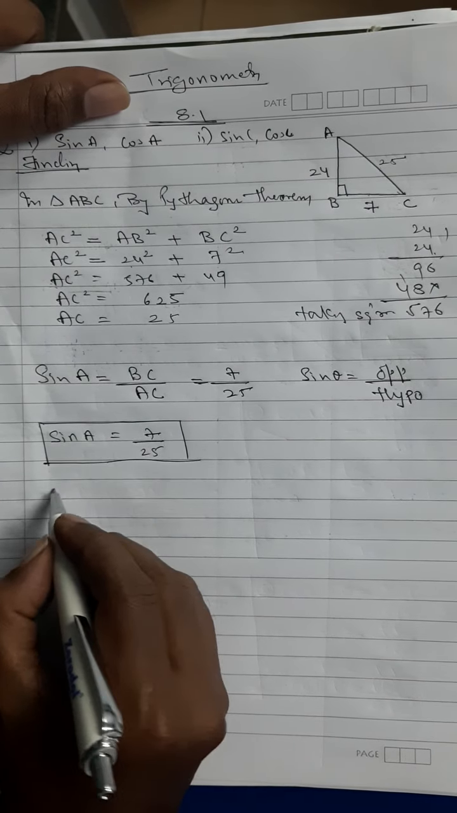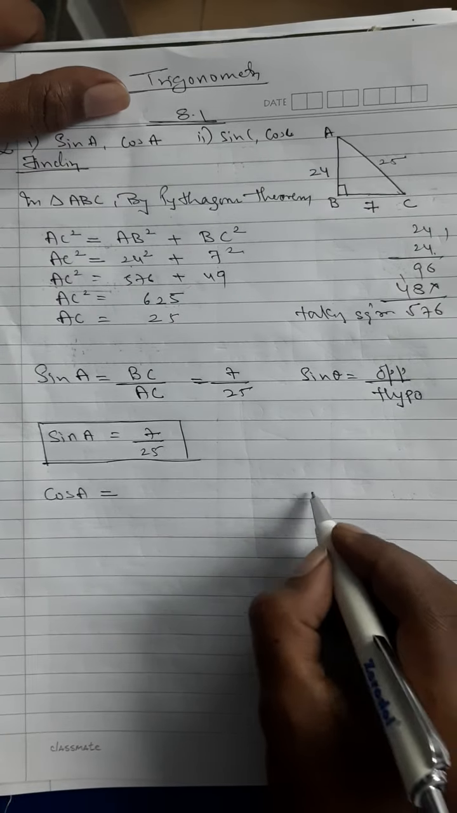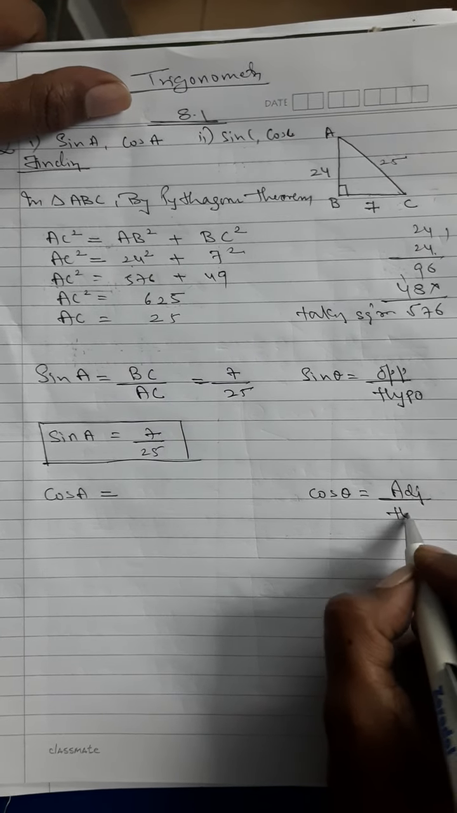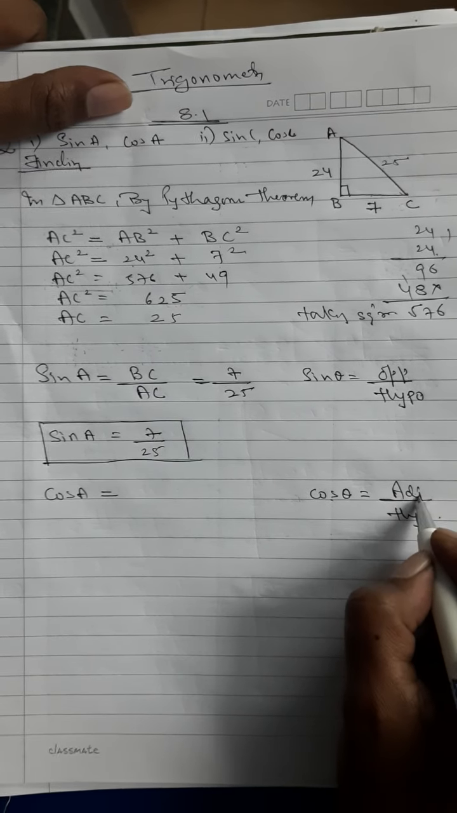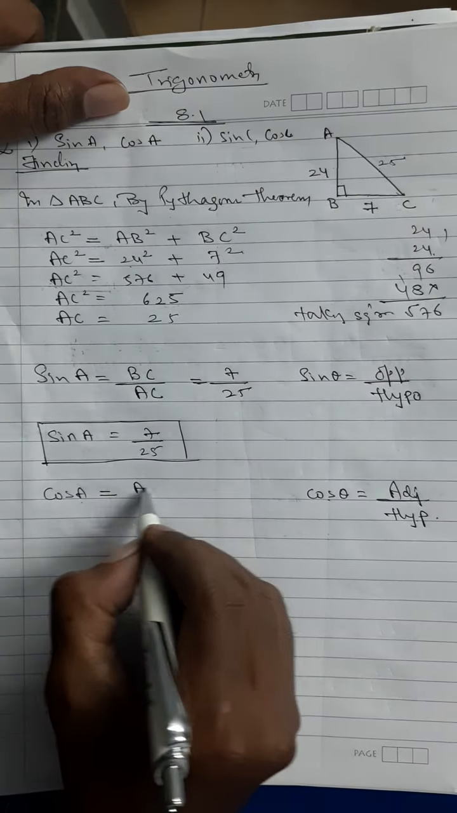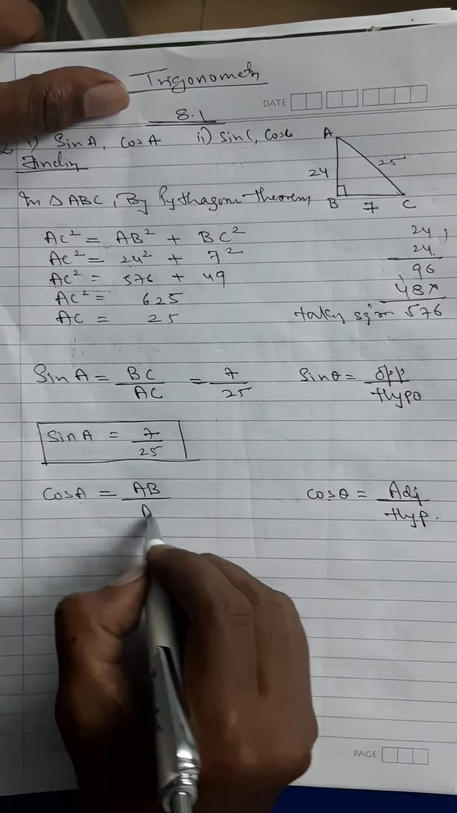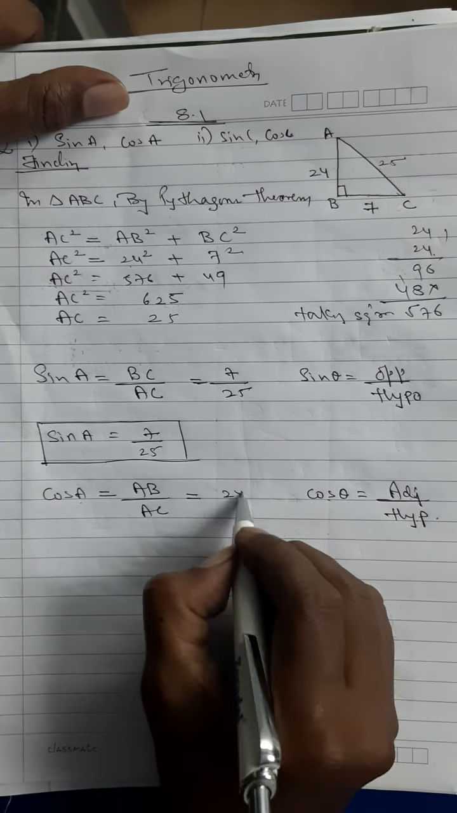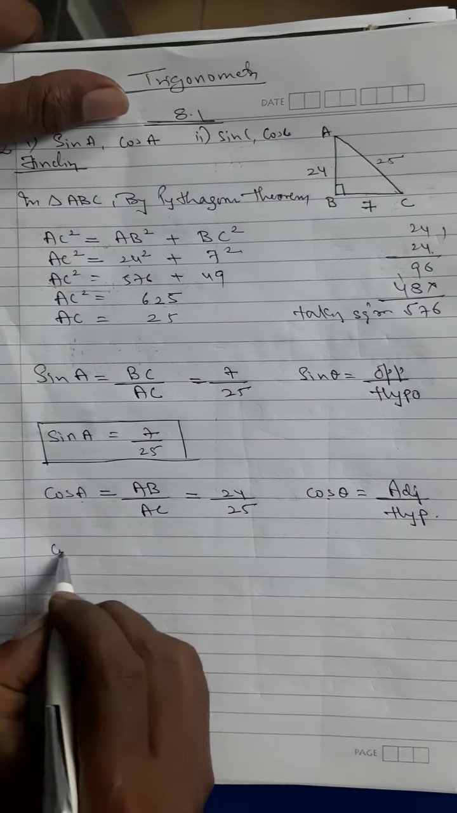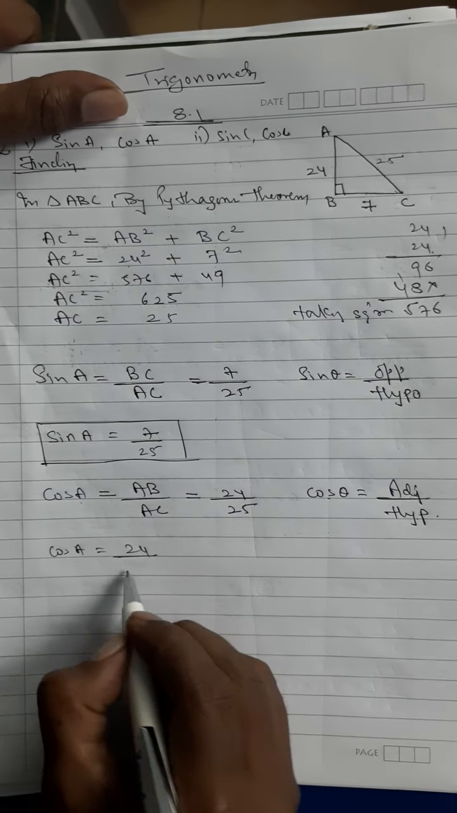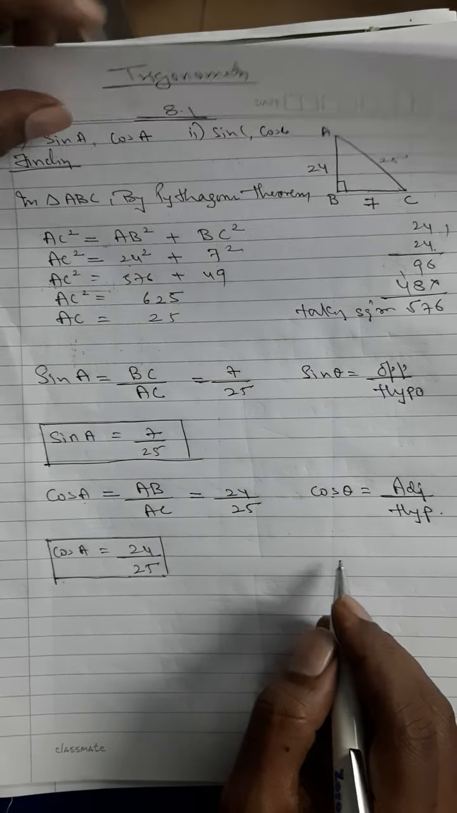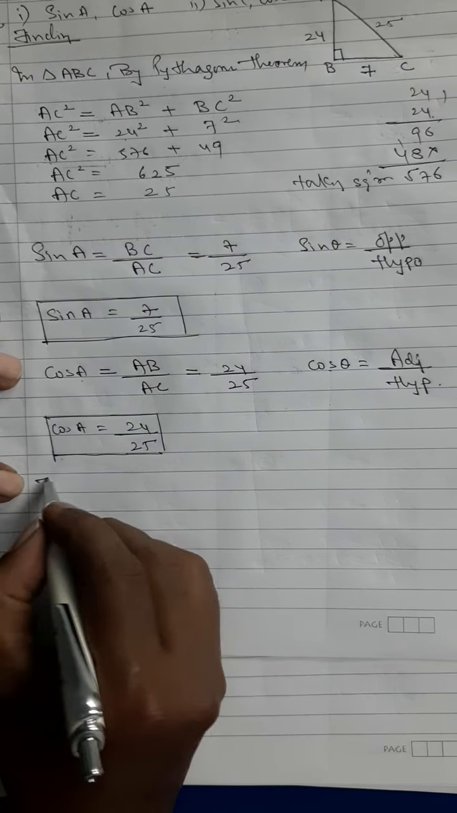This is done. Cos A, always remember, recollect, cos theta is actually what? Adjacent side upon hypotenuse. Cos is adjacent side upon hypotenuse. Cos A, adjacent side AB, hypotenuse AC. Remember what I am doing? All those things you also have to recollect. Adjacent side AB is 24, AC is 25. So cos A is 24 upon 25.